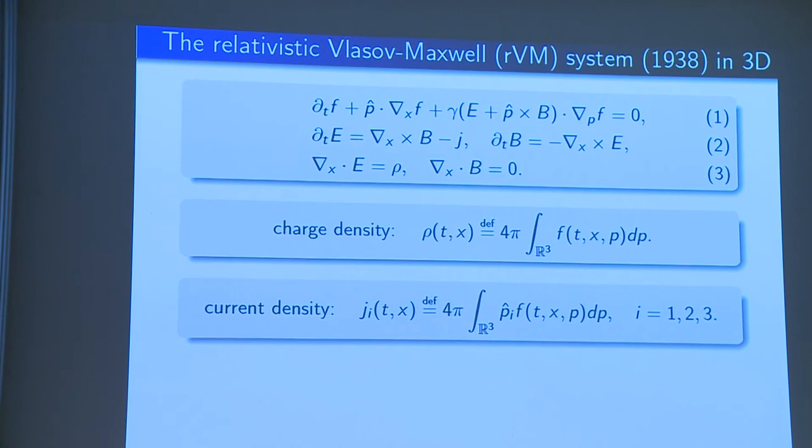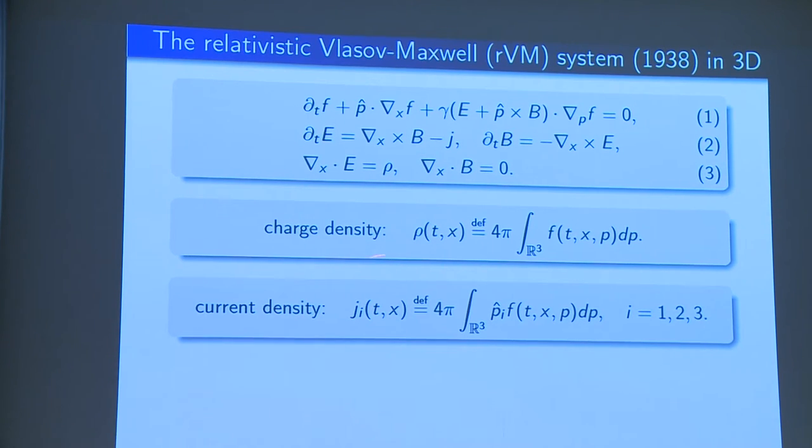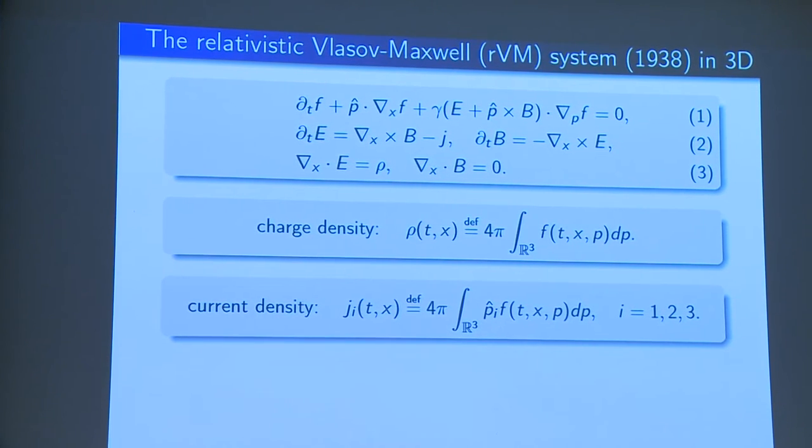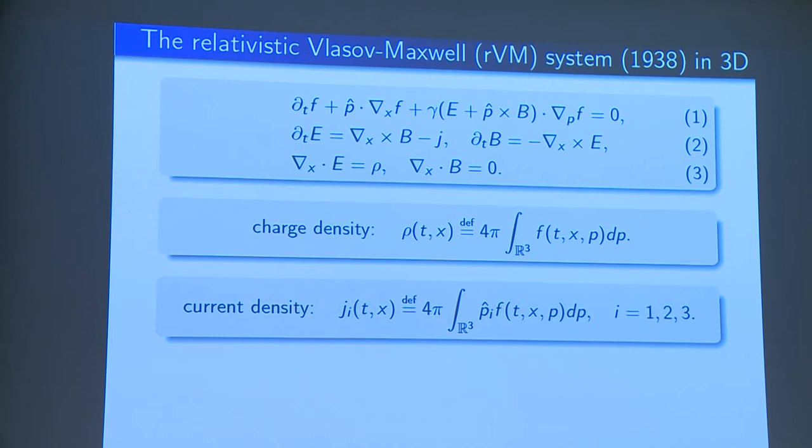I'm normalizing a lot of the physical constants to simplify the presentation. And then the current density is a vector, as it has to be, because it's coupled with Maxwell's equations, and E and B are all three-dimensional vectors. So each component of it, i equals 1, 2, 3, is of the form p hat i times f of t, x, p integrated against dp. And so these are the charge and the current. So then Maxwell's equations are linear in E and B, but they have this nonlinear forcing in terms of J and rho, the charge and the current.